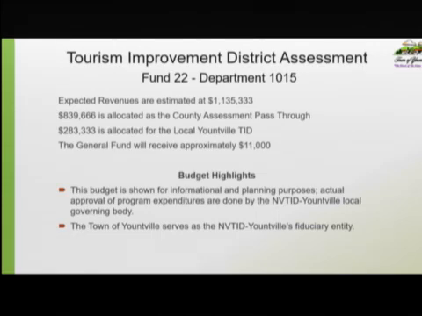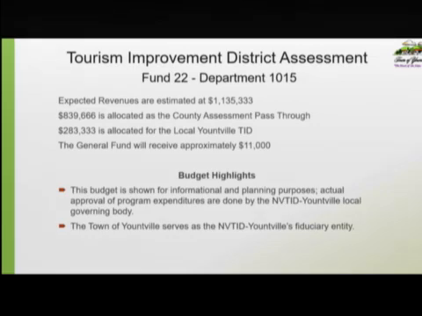Teamwork. Okay. So the estimated revenues are $1.1 million, and $839,666 is allocated as part of the county pass-through. And then we have $283,333, which is allocated to the local TID, in which the board meets and decides on how to best use those funds, striving to put heads in beds during the off seasons.